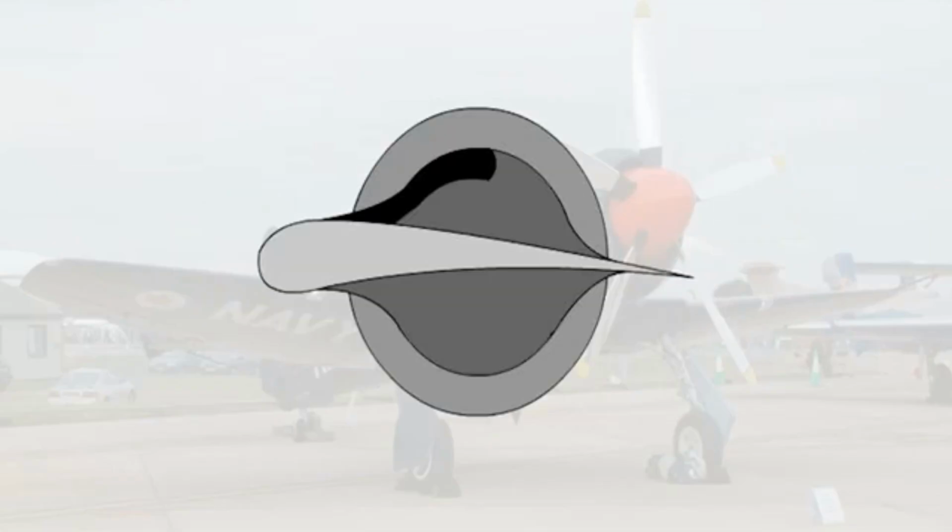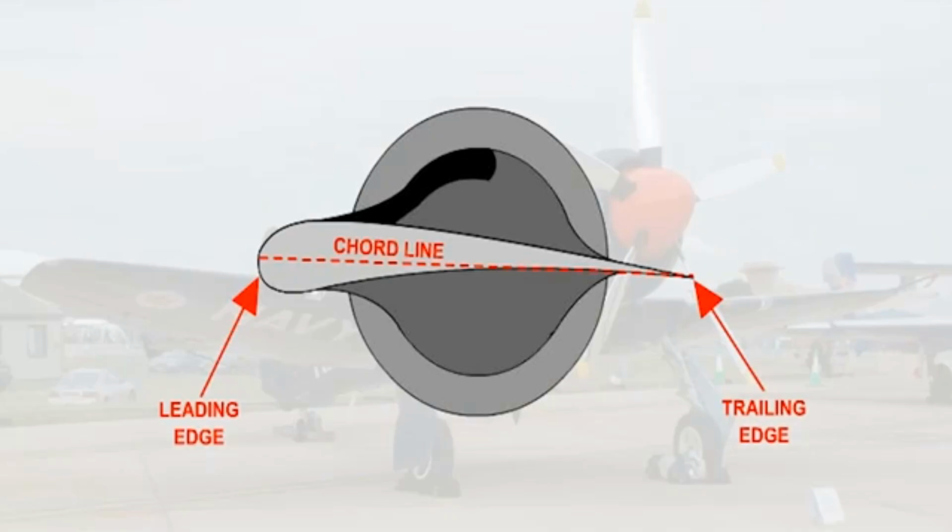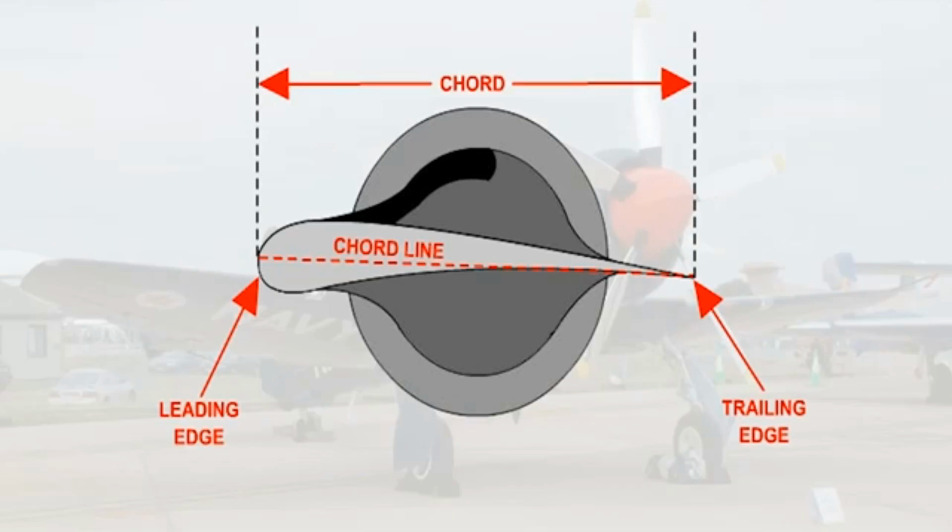Having stated that the propeller blade is an aerofoil, it would be logical to expect that the definitions relating to the propeller would be the same as those for the wing. They are as follows. The chord line is a straight line joining the centres of curvature of the leading and trailing edges of an aerofoil. The chord is the distance between the leading and trailing edges measured along the chord line. There are, however, other definitions which are peculiar to the propeller, and we must consider these.